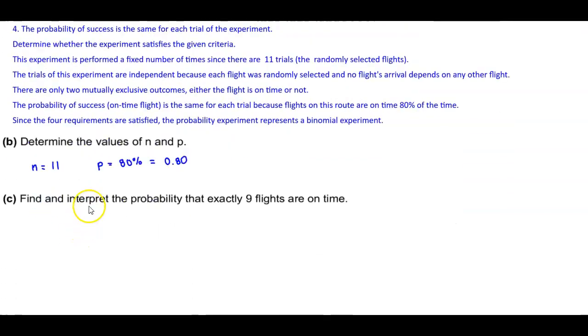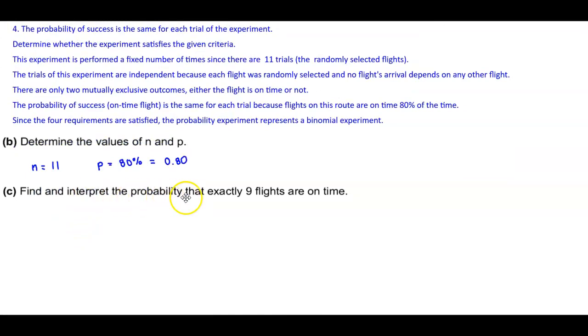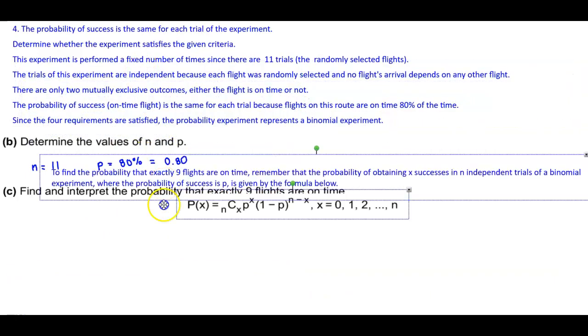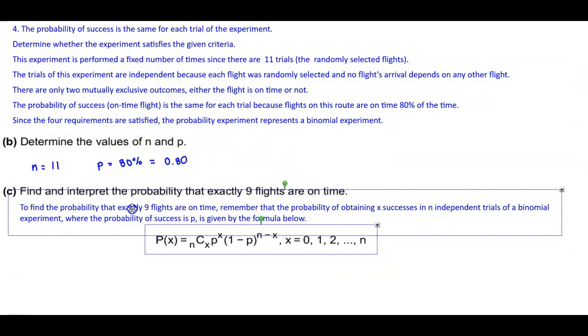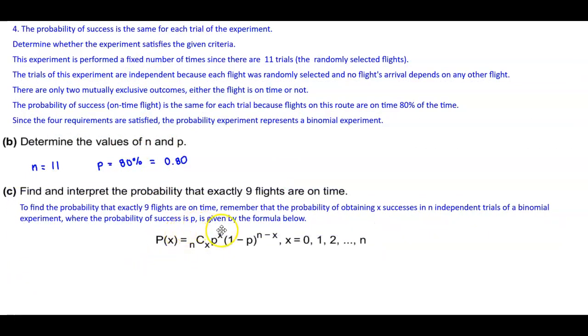Okay, now for part C, it says find and then interpret the probability that exactly 9 flights are on time. Okay, so to find the probability that exactly 9 flights are on time, remember that the probability of obtaining X successes in n independent trials of a binomial experiment where the probability of success is P is given by the formula below. Okay, so here is the formula. Now, exactly is a key word in this particular question.